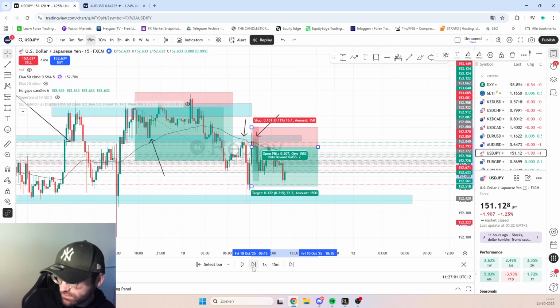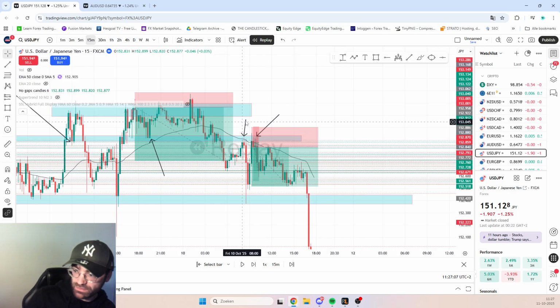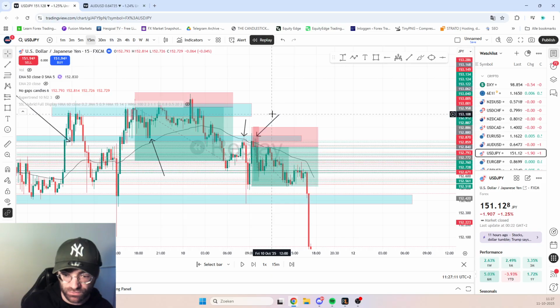And as you can see, I'm not sure if it hit straight away. Yeah, so basically the same area giving 3x trades straight after each other.